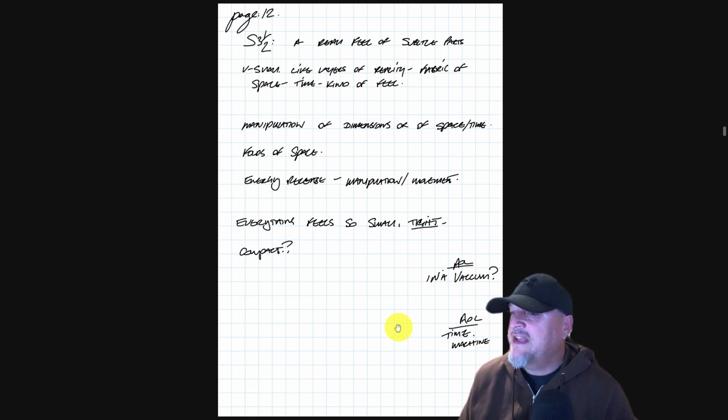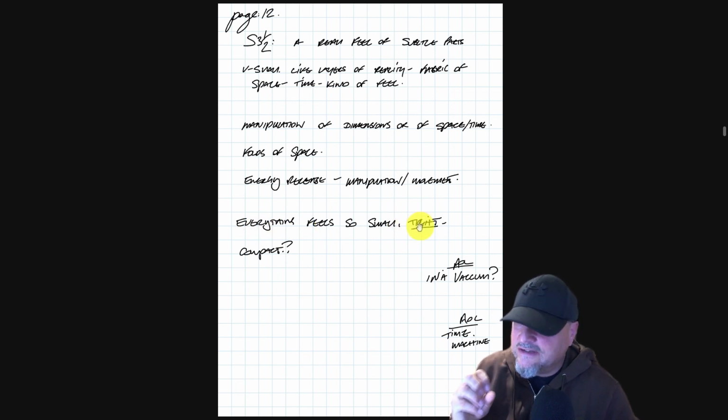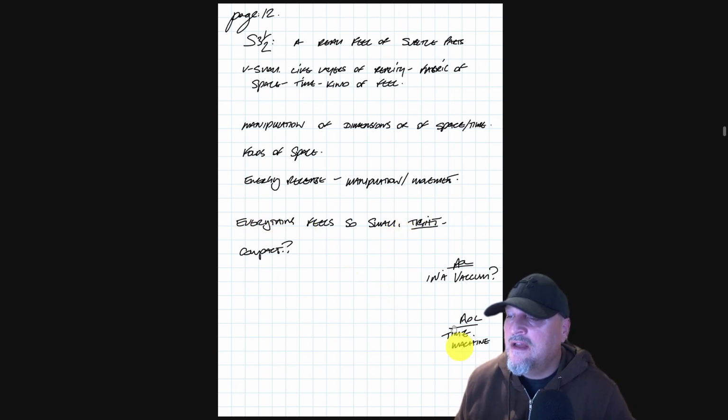So on the end of this one, I'm getting to the end of this first session now. I had a real sense of subtle parts. Some parts were very small, like layers in the fabric of reality, a space-time kind of feel. There was a manipulation of dimensions of space and time, folds of space. There was a big energy release. There was a manipulation of movement. But everything felt so small, and at some point it felt tight and compact, like in a vacuum. And time felt like it was distorted.